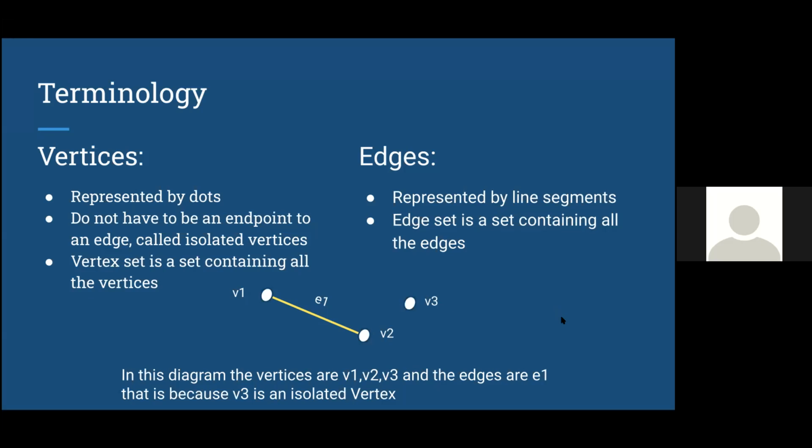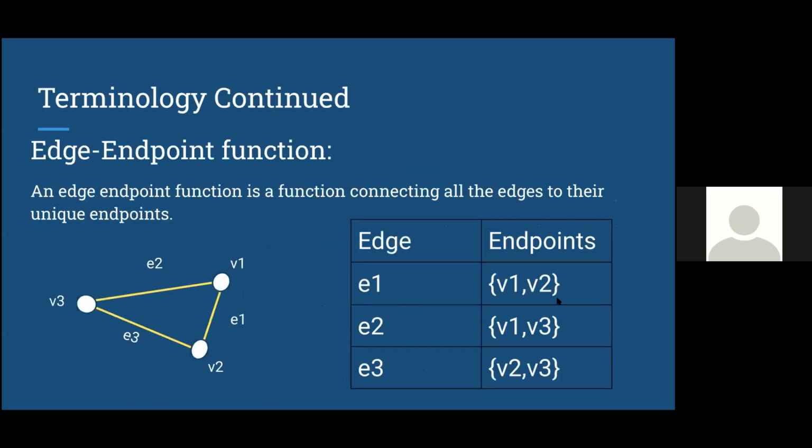Okay, so now I'm going to be talking about edge endpoint functions. An edge endpoint function is a function connecting all of the edges to their unique endpoints. An edge endpoint function can be written in a table format, as you can see in the bottom right. That is the edge endpoint function for the diagram on the left side.